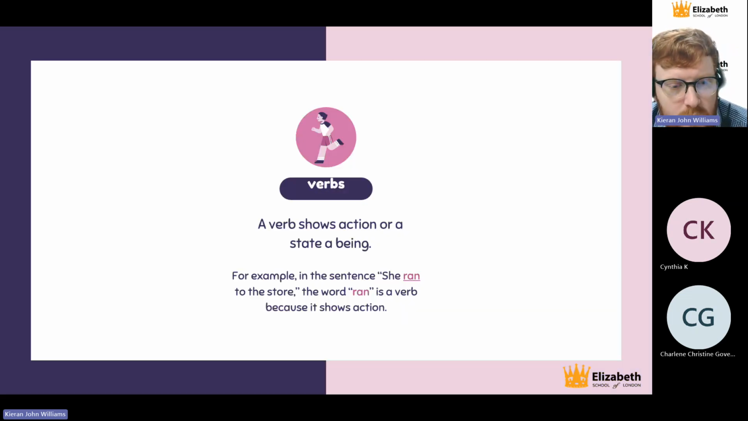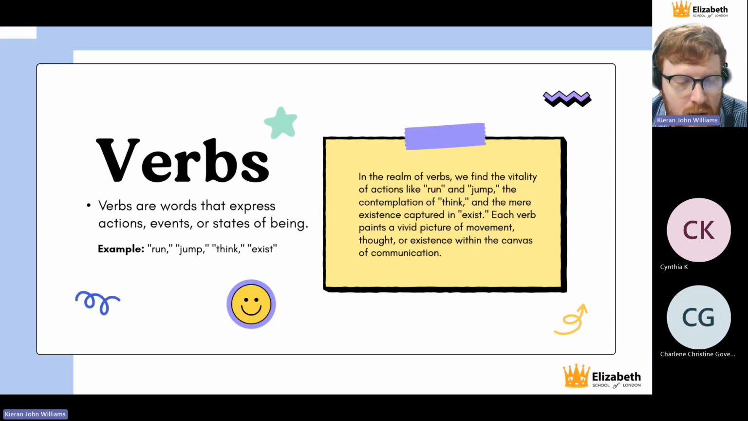Now let's move on to verbs. You may have learned about these at school. Verbs are the actions or the state in a sentence. They describe what people do or what people are. In this example sentence, she ran to the store. Ran is the verb because that is the action. So as we've just mentioned, verbs are words that express any actions or events or states of being. Our examples can be run, jump, think, exist.